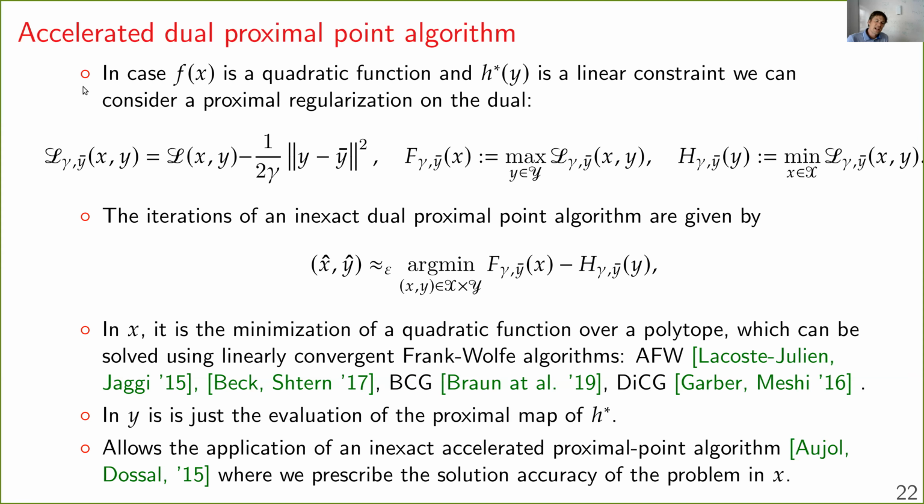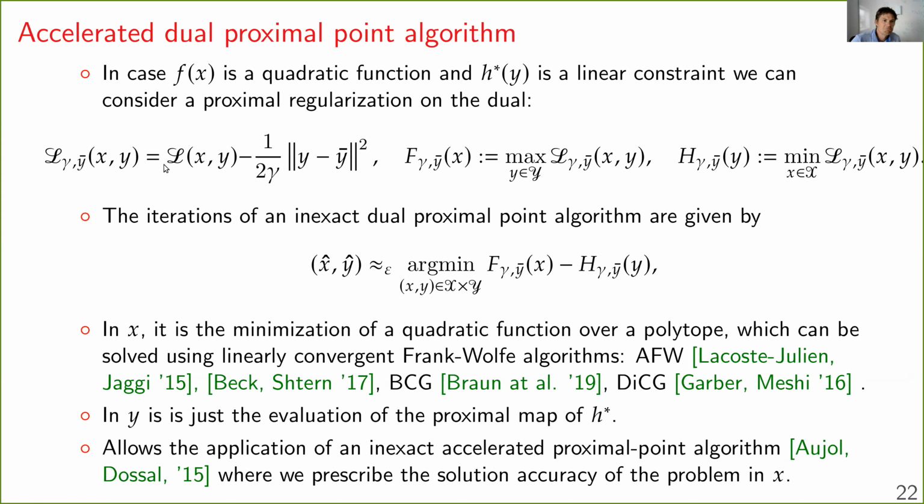And in order to make this algorithm work, we need to assume that f of x, remember this is this function with Lipschitz continuous gradient, is a quadratic function, and the convex function h star, for which we need to compute the proximal map, must be a linear constraint. And if this holds, it turns out that we can just perform a proximal regularization of the dual with respect to some parameter gamma and the given point y bar.